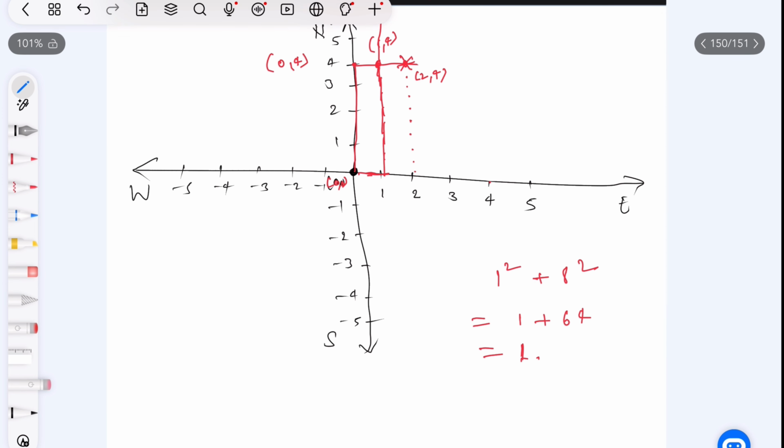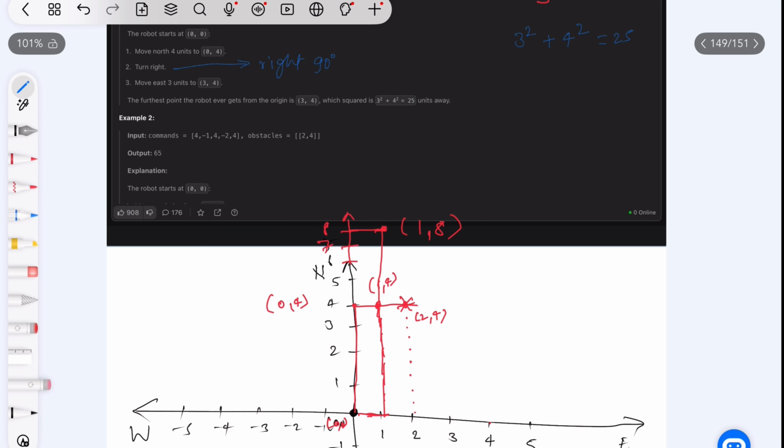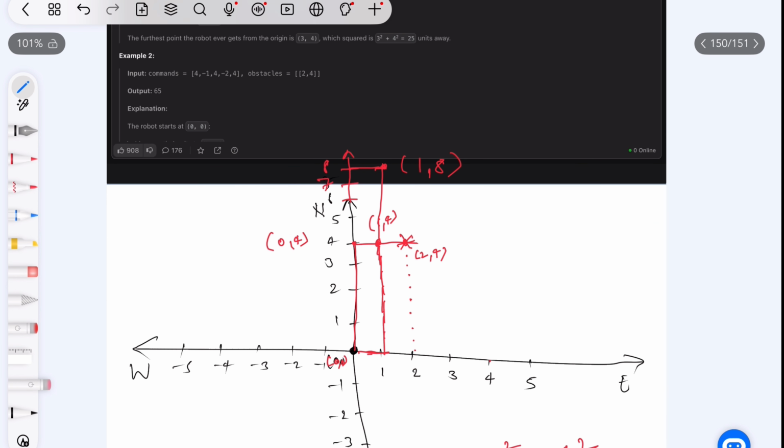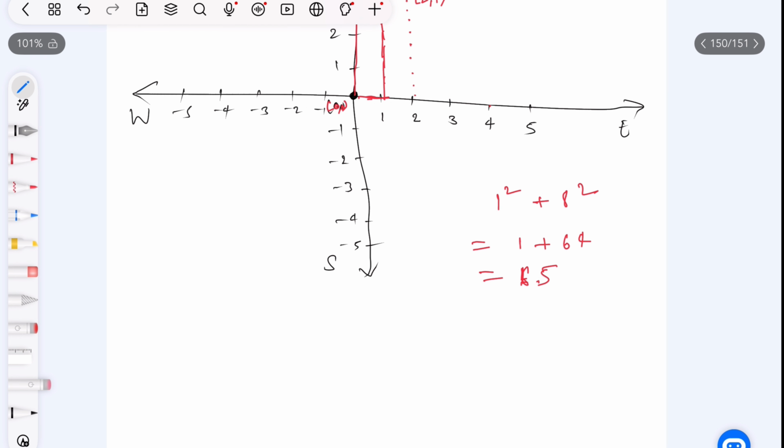So if you take 1 square and 8 square, you will get 1 plus 64, sorry, 65. I'm sorry, this becomes 65. Okay guys, this is nothing but your 65, and if you see, this is your answer, 65. So this is the thing we have been given, and we have to implement this in Java code. So let's go to the Java code and try to understand how to implement this type of problem.